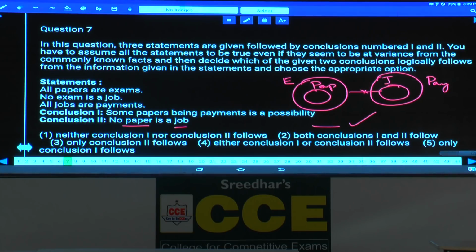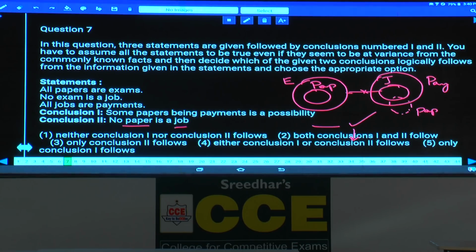Negative conclusion. As a negative conclusion is true, to make this one false, now we should draw the complementary pair, the alternate diagram. What is the complementary pair to this one? No paper is a job, and some papers are jobs. Now tell me whether I can represent paper and job like this? No. If we write paper like this, then only no job is a paper will be false, whereas we cannot draw like this. Why? Because the statement is there, no paper is a job. If you write like this, then no exam is a job will be false.